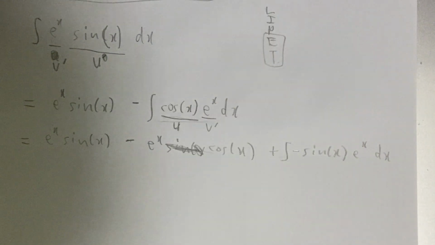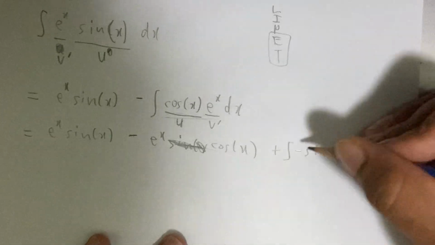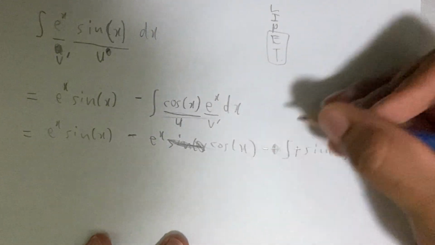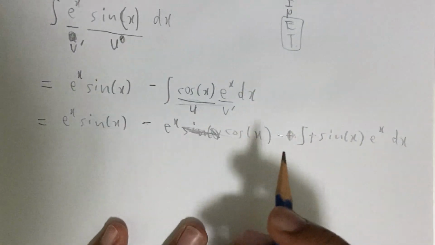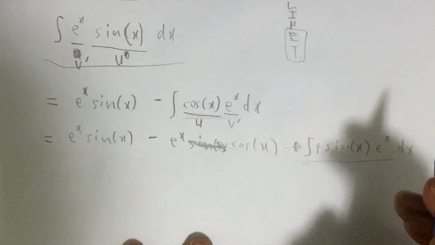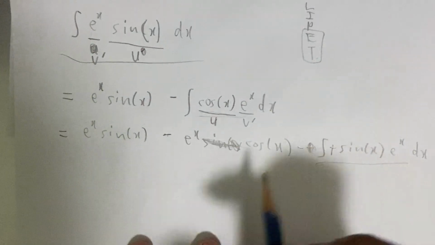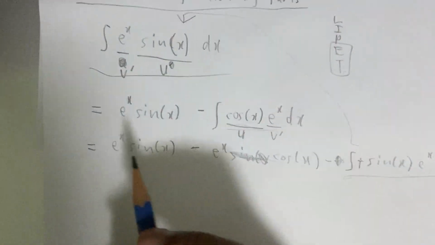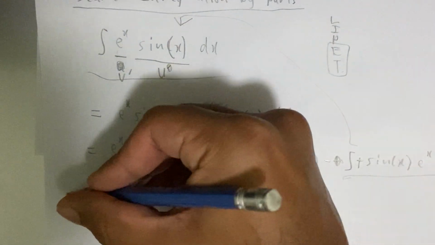So right now we have this. Let's move the minus right out here. Okay, now if you notice, this part and this part are the same thing. So you know what we can do? We can do something cool. We can just move this over here, and we can say that this is equal.